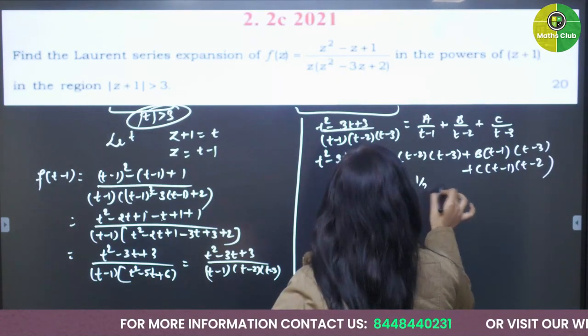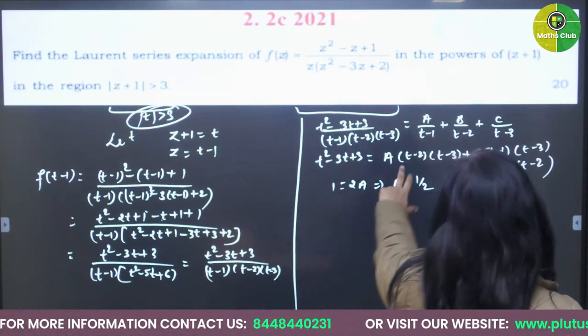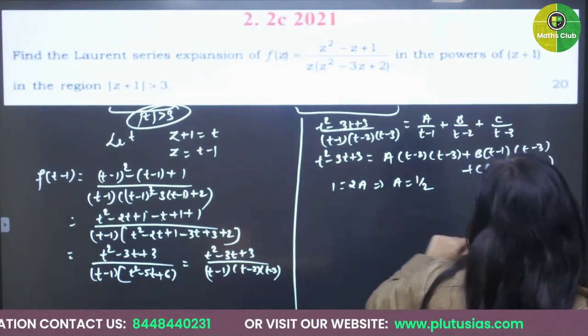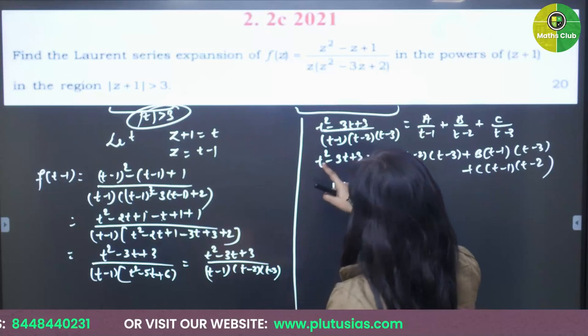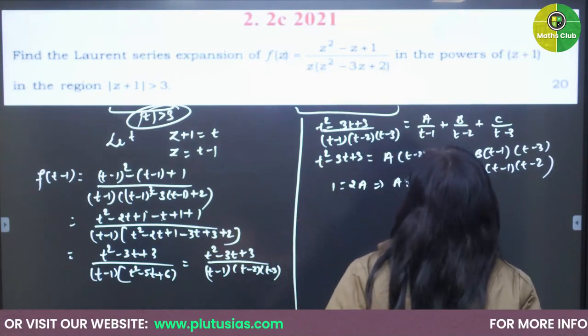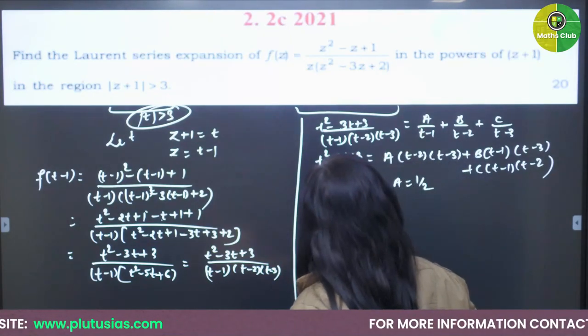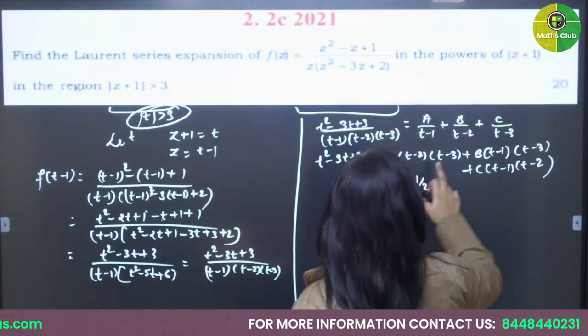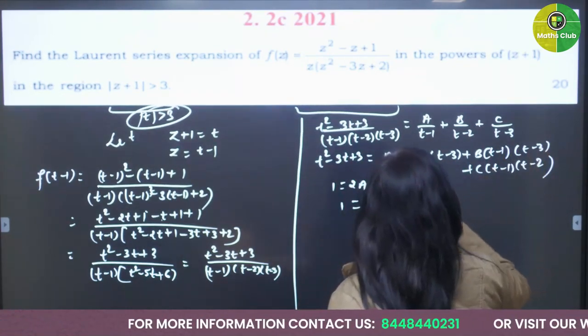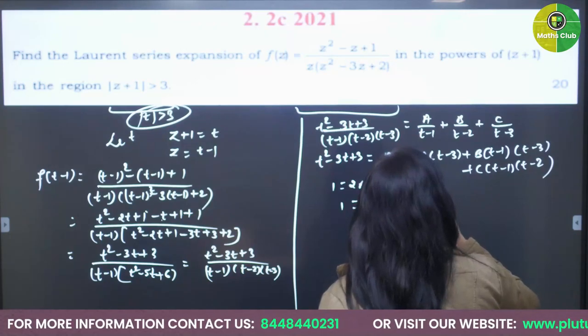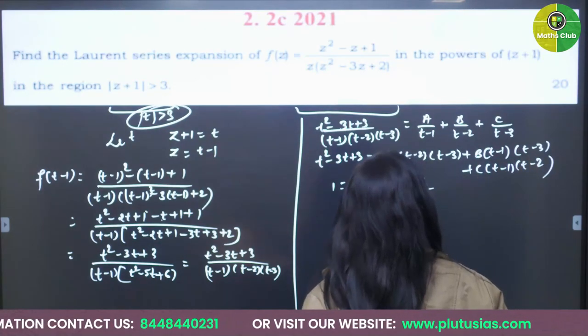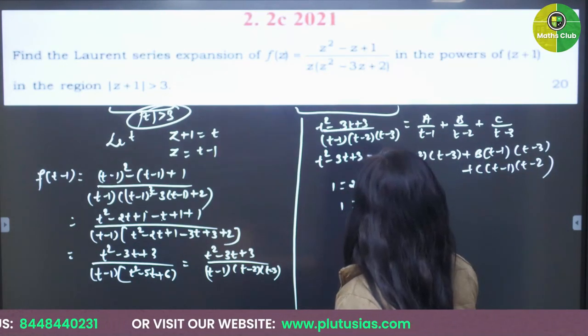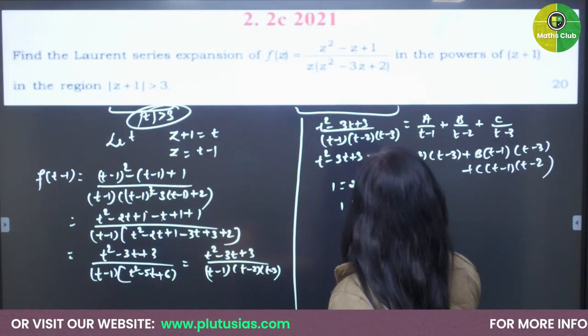Put t is equal to 2, so this term would be 0, this would be 0, only the b term is left. And t is equal to 2, put karoge 4 minus 6, 4 plus 3, 7, minus 6, 1, and hence it is 1. Minus 2 bache, 2 put kiya tha na, 1 into minus 1, that is minus b, and b is equal to minus 1.